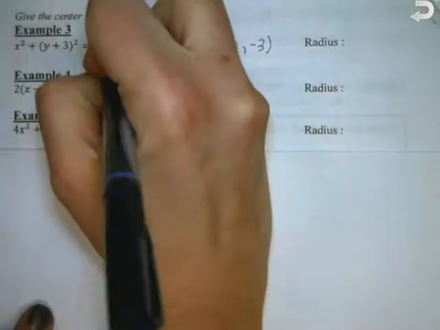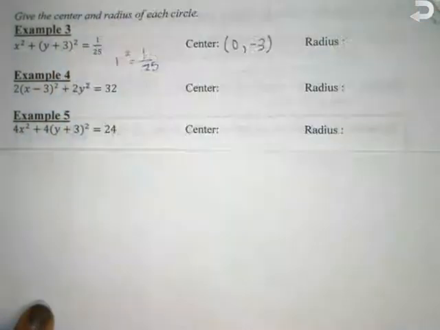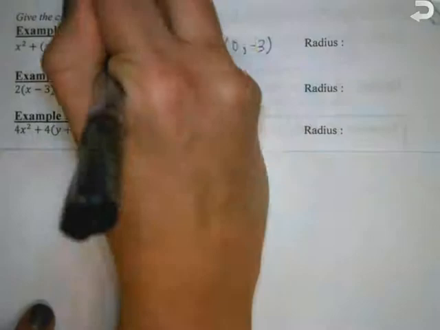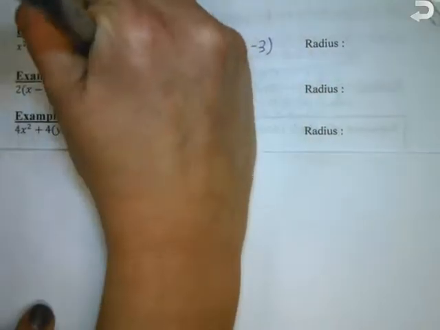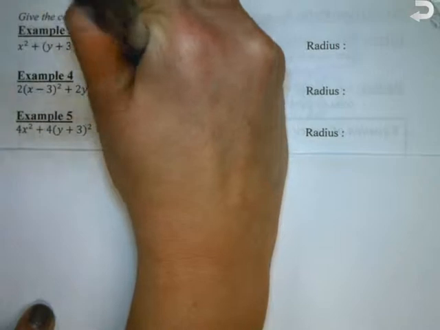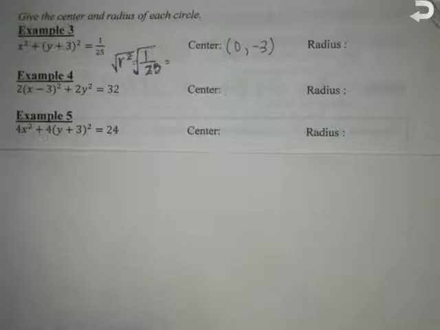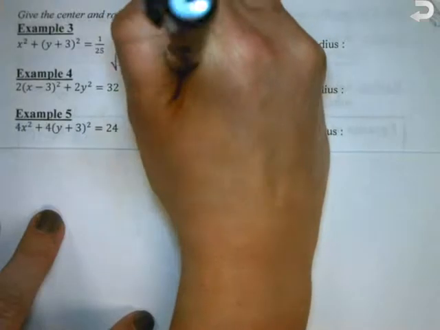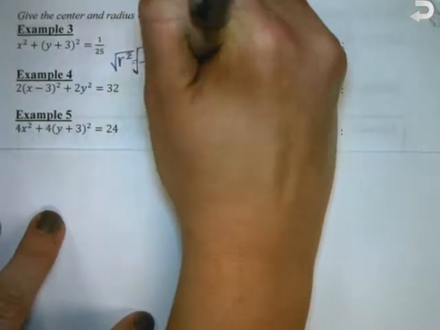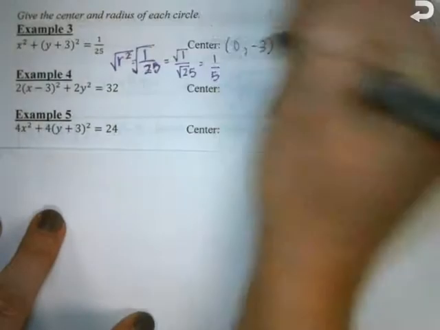So I take the square root of both sides. Okay, what happens when I take the square root of a fraction? No, it doesn't turn to negative. We can split it up, right? Square root of 1 over square root of 25, which gives me what? 1/5. So the radius is 1 over 5.